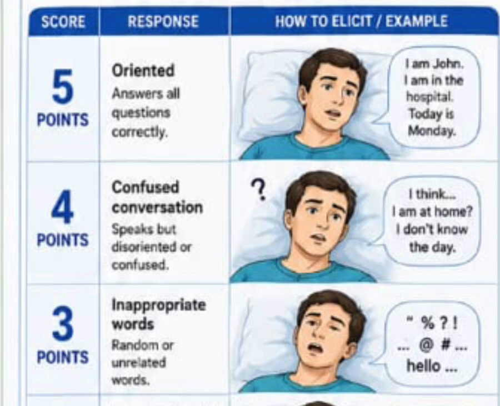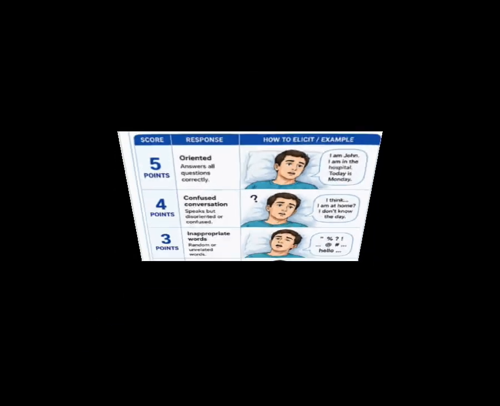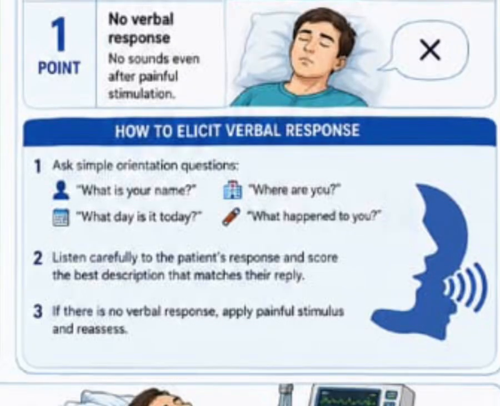Now if the patient is oriented, maybe you ask the patient questions and he answers you very well. You say, what's your name? He says, I am John. Do you know where you are? I'm in the hospital. Do you know what today is? Today is Monday. If the patient can answer you very well, give the patient a 5. So the questions to ask here to elicit this verbal response are: what's your name, and do you know where you are? Are you getting now?